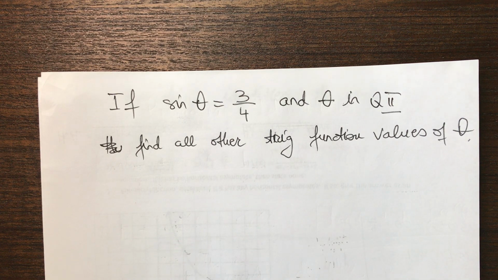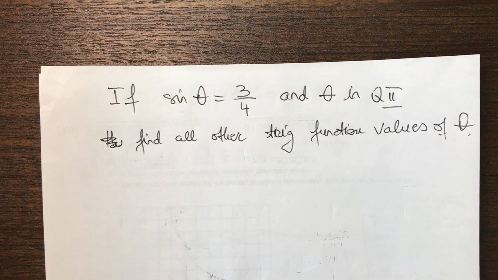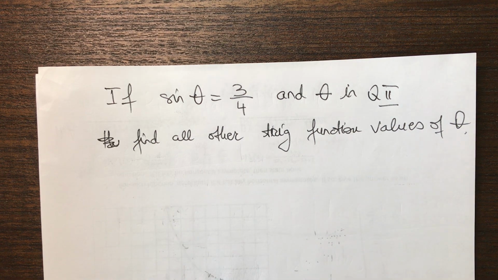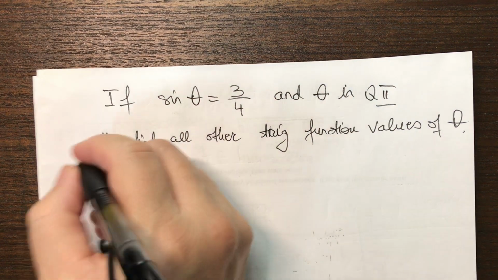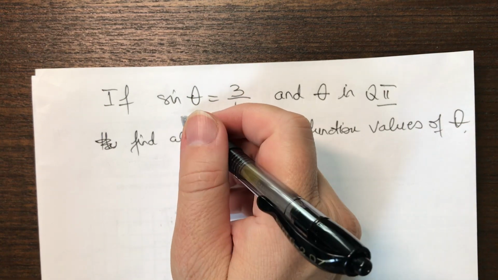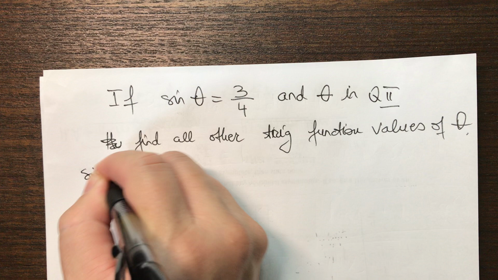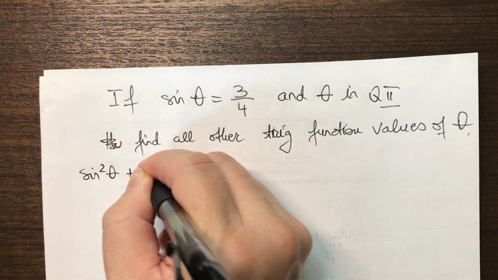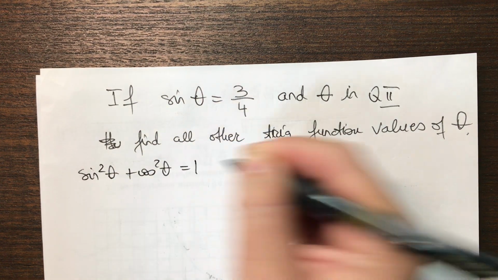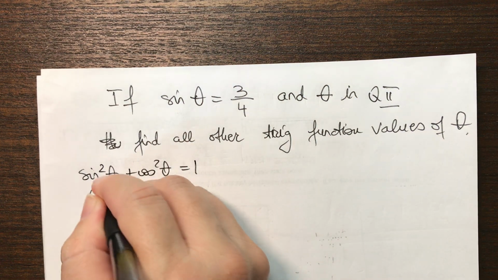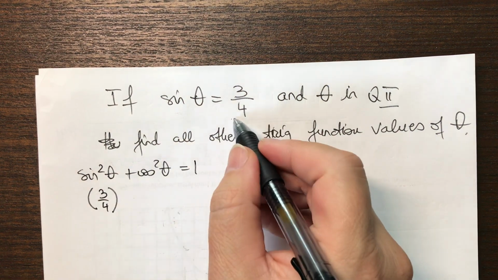All right, so let's go back to our problem. If we know the sine value of an angle, how do we find the other trig function values? Great. So first things first, we definitely need to make the leap between sine and cosine. So we know that sine squared theta plus cosine squared of the same angle theta always will have to equal 1. Okay, so the sine value is 3/4, right? That's given.